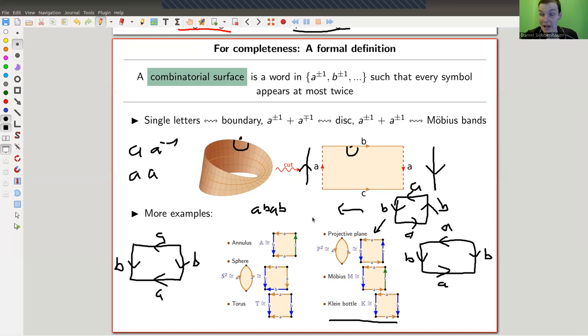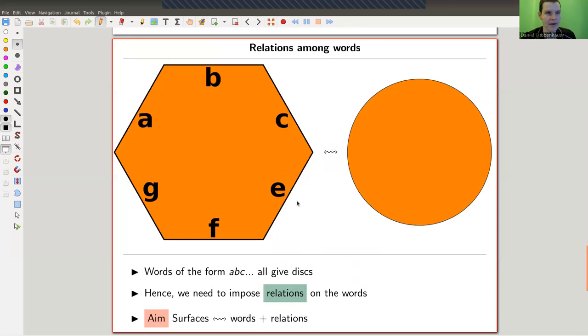But I can easily imagine A, B, A, B, which is different from this one here, which would be A, B, A inverse, B inverse, right? So it's different, as you can see. And so there are probably different surfaces. But we're not quite there yet to make that statement, because we're missing a relation among words. For example, any rectangle, any higher polygon, where every letter just appears once, so everything is boundary here, will always be just a disk, because we identify nothing, and it's just a strange way to write down the disk. All of them give disks.